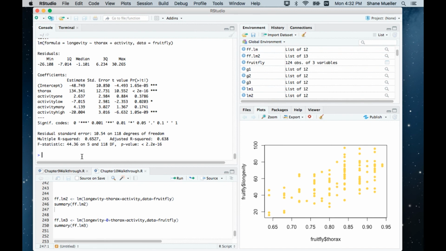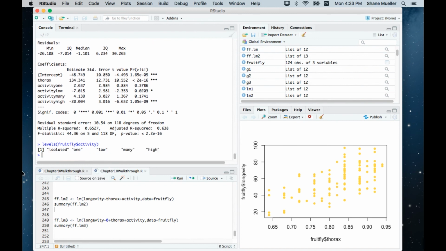If I look at levels of fruit fly activity, there's 5. Isolated, 1, low, many, high. So I only see 4 of these. And so when you give it a categorical predictor, what it does is it takes the first level of these and treats this as 0. So what it's doing is saying, essentially, I've got this main slope that has a negative 48 plus this slope. It's sort of a single line. That's going to be my best guess for isolated.